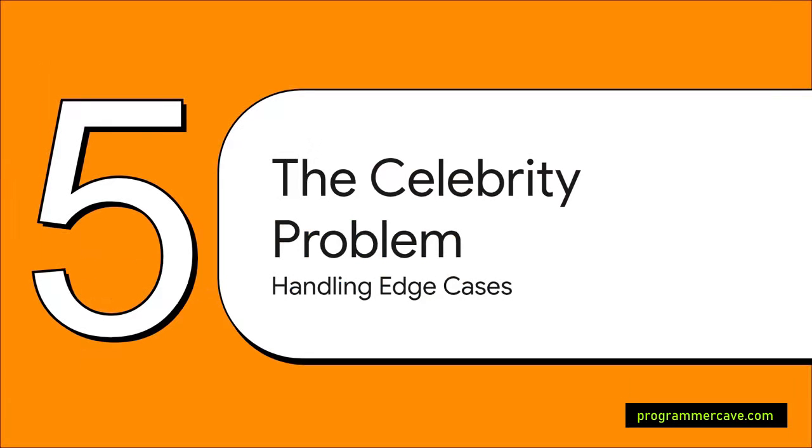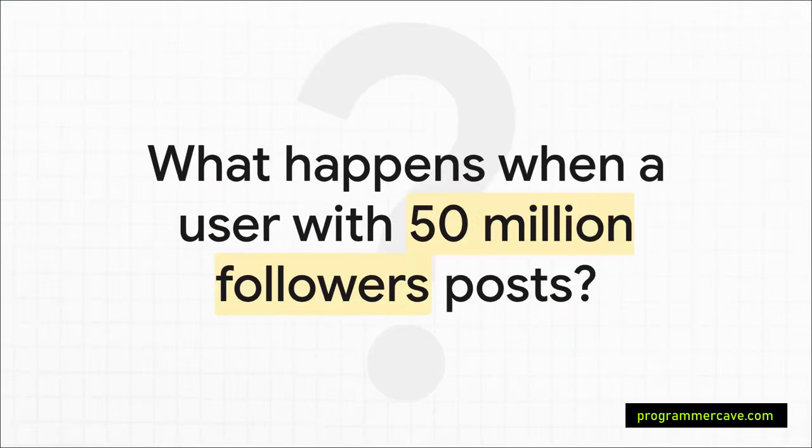But of course, no system design is ever that simple in the real world. Our push design is beautiful for the average user, but it has one massive glaring weakness. Let's talk about the classic edge case that every feed designer has to solve, the celebrity problem. So what happens when a celebrity, someone with, say, 50 million followers, posts a new photo?